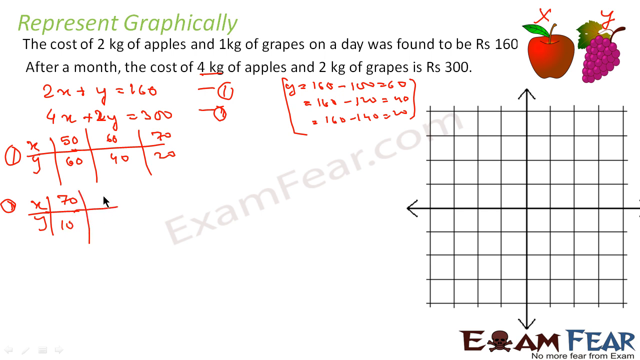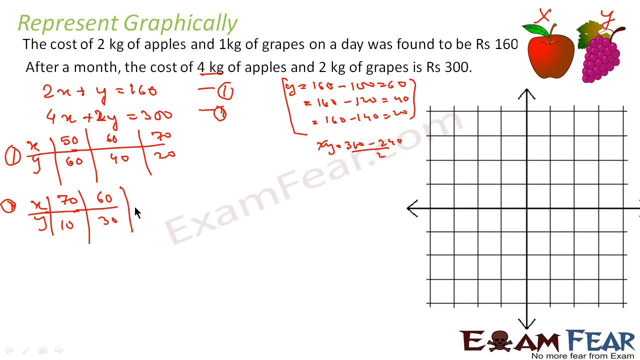Correct. Now let me take this as 80, or let me take 60. So if I take 60, 2y is nothing but 300 minus 240, 60 into 4, that is 60 by 2, that is 30. This equals 30.